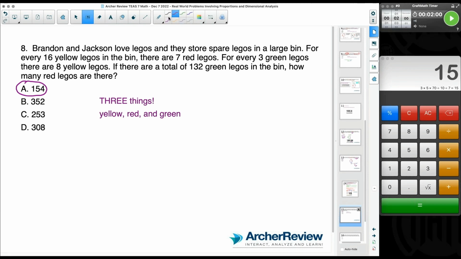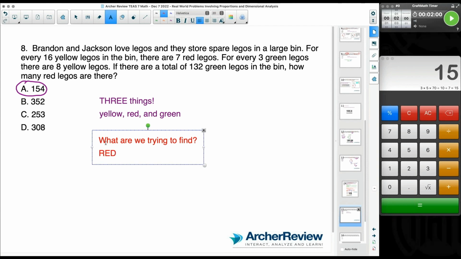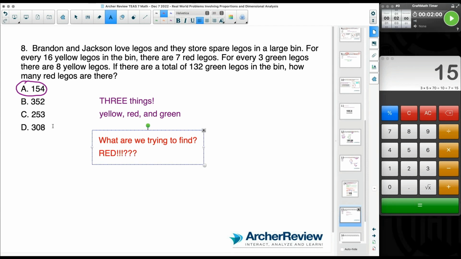So dimensional analysis. So what are we trying to find? Trying to find red. So guess what I'm going to do? That same approach.